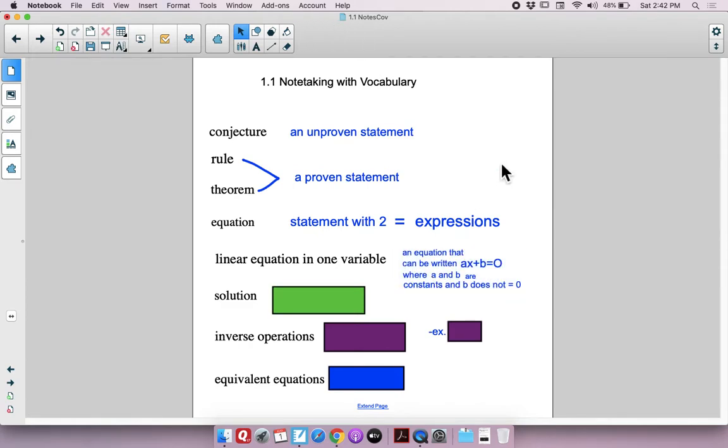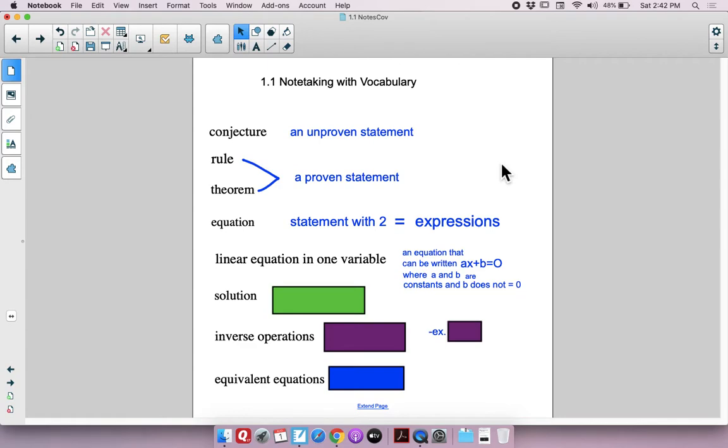Well, it's an equation that can be written in the form of ax plus b equals 0, where a and b are constant and b does not equal 0. So an example of that would be something like if a was 2 and b was 3, it would be 2x plus 3 equals 0. Okay?